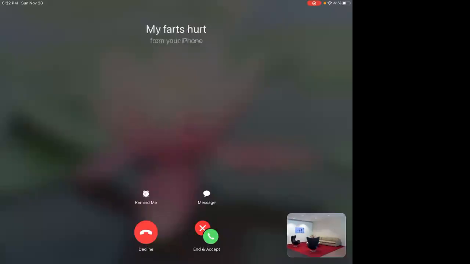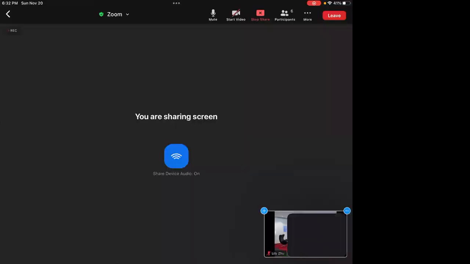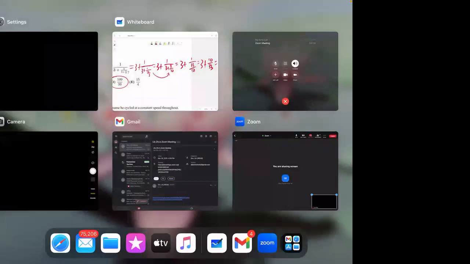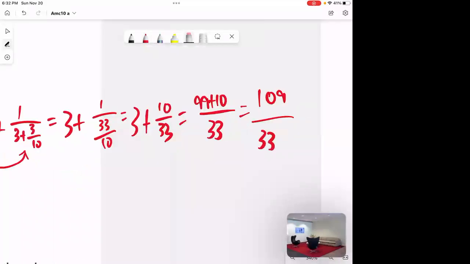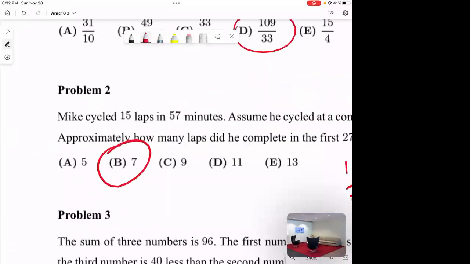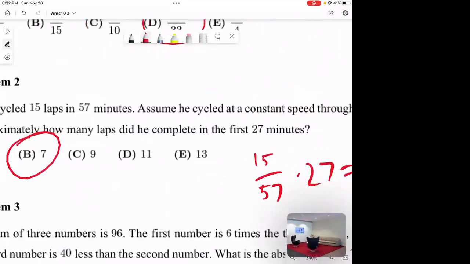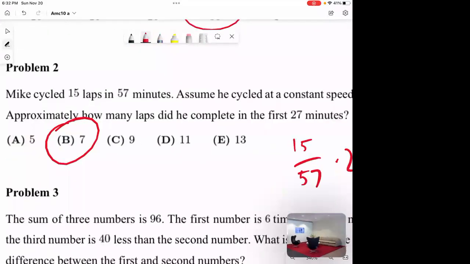So then we move the denominator to the top. We move the 10 up here, giving us 10 over 33, 3 plus that, and we multiply 3 by 33, giving us 99 plus 10, which is 109 over 33, which gives us the correct answer of D. Let me know if you have any questions, if you're not following or anything.